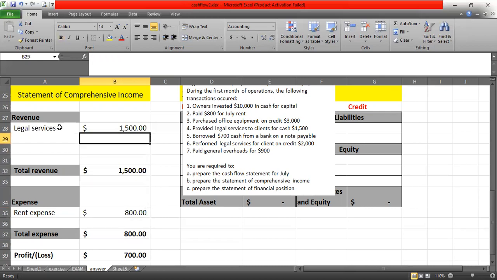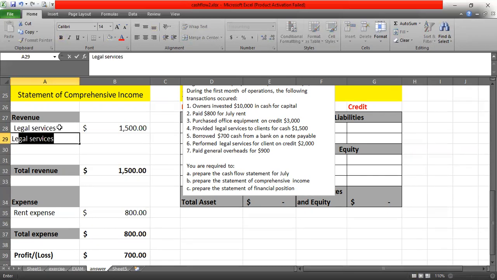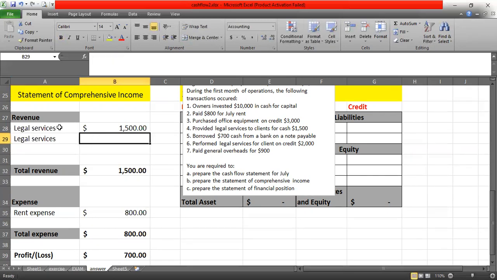This one, however, needs to be recorded in the statement of comprehensive income, although the company has not received the money yet. Since the service has already taken place, in accounting we need to record the transaction whenever it takes place, not whenever the money gets received or paid. So in this case, legal services on credit for $2,000 will be recorded as revenue. Therefore, I will type the amount of $2,000.